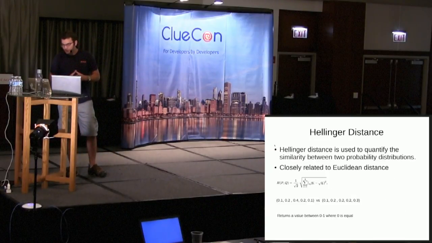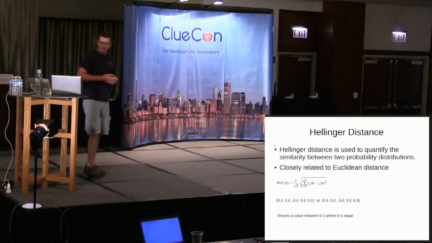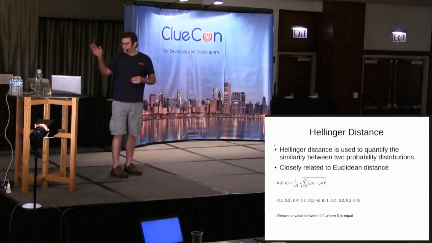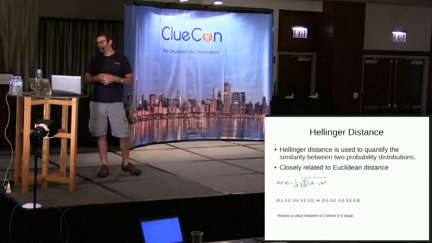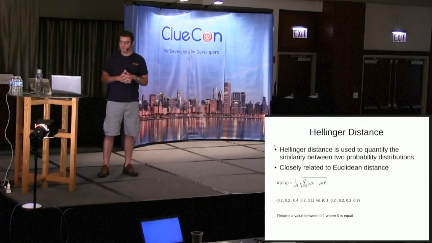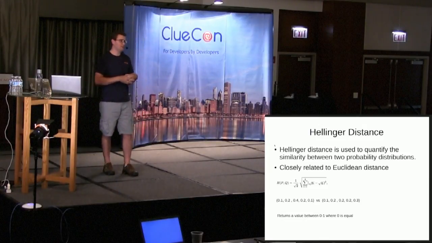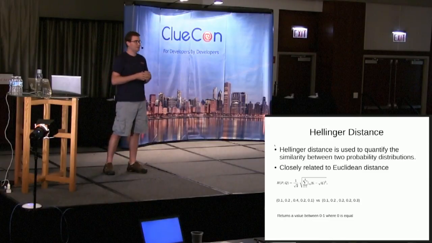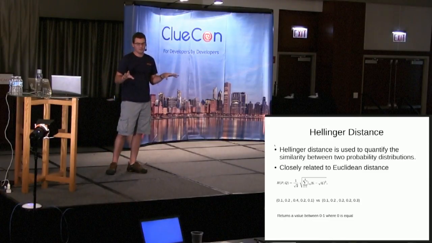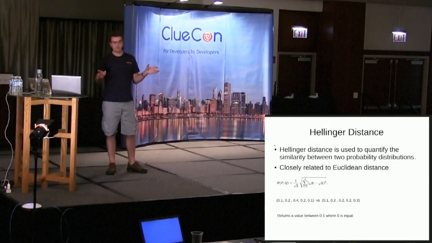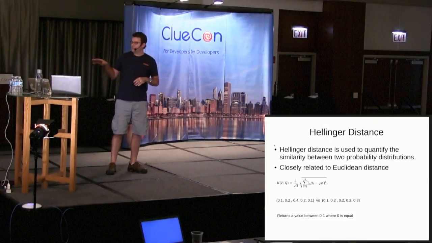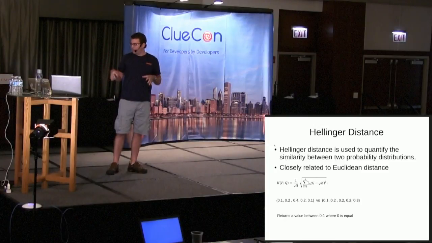The second method we're going to be looking at is something called Hellinger distance. As the slide here shows, I'm just going to read it. It's used to quantify the similarity between 2 probability distributions. It's closely related to Euclidean distance, and this is used on single-dimensional data sets, and they have to be probability distributions. So if you look in the slide here, underneath the equation, it will compare the difference between the probability distribution on the left and the probability distribution on the right.